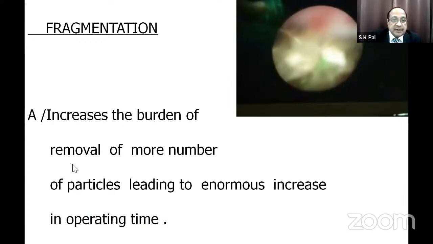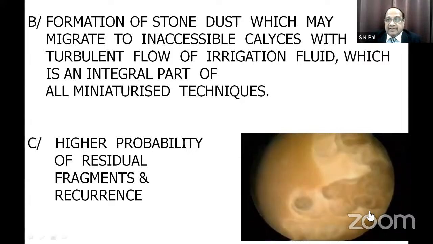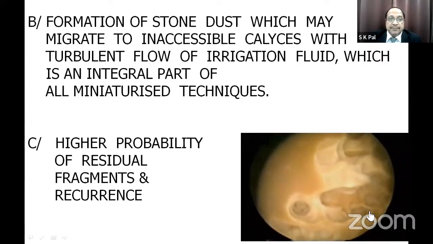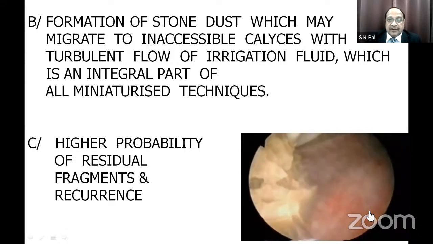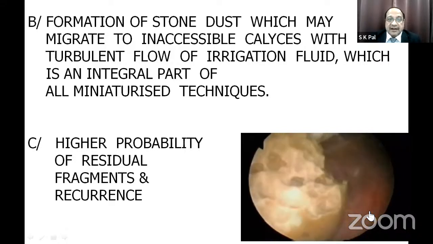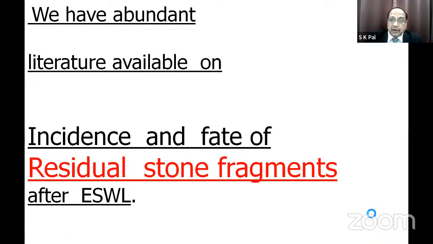Similarly, there is a formation of stone dust if you fragment, which may migrate to inaccessible calyces with turbulent flow of irrigation fluid, which is an integral part of many miniaturized techniques. And there is a higher probability of these fragments moving and remaining behind, and they will cause recurrence. And we know there is abundant literature available.